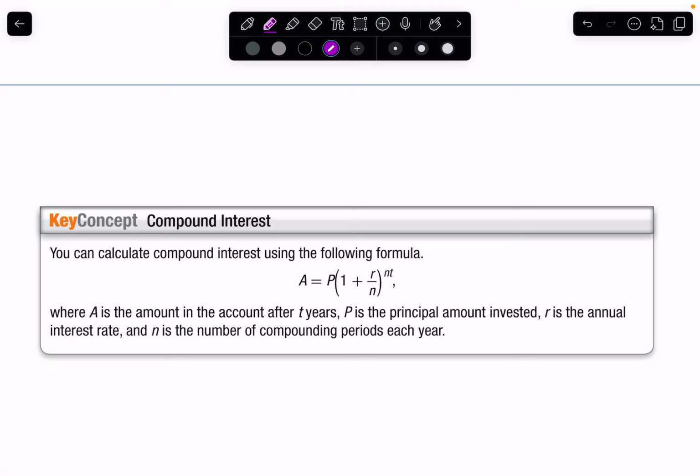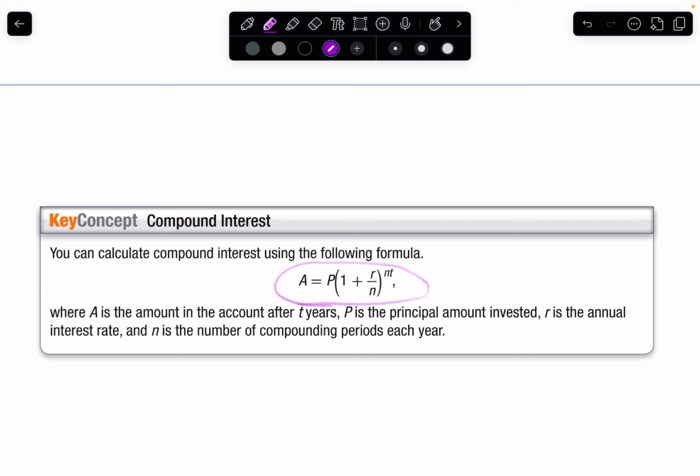All right, looking at chapter 7, lesson 2, specifically examples 3 and 4. Example 3 is going to go over compound interest. There's a formula for this. You will be given the formula. However, you need to know what all of the variables within this stand for. That will not be given to you.